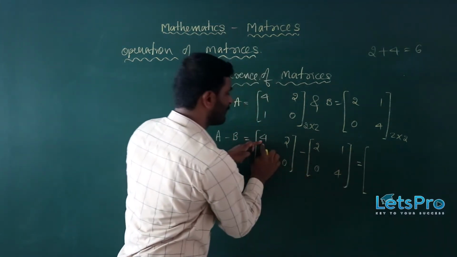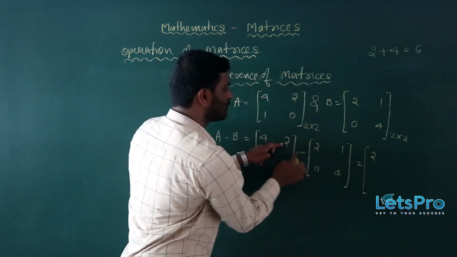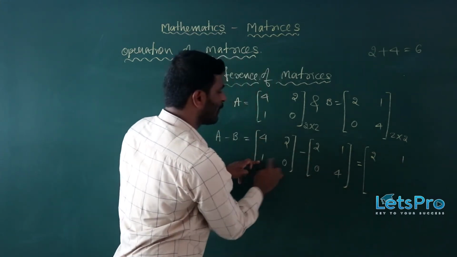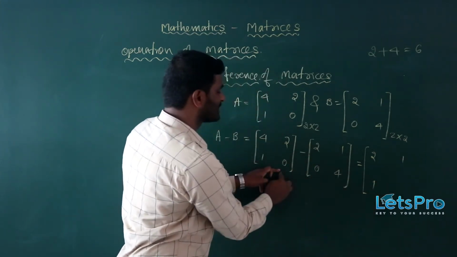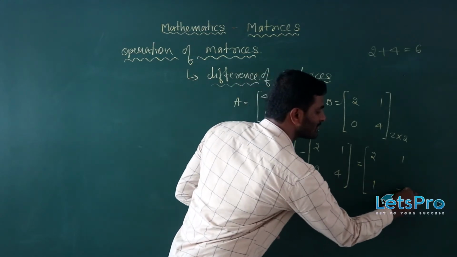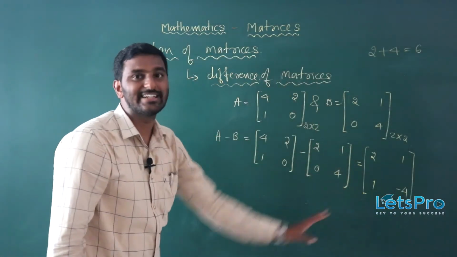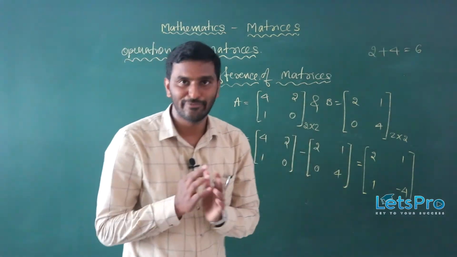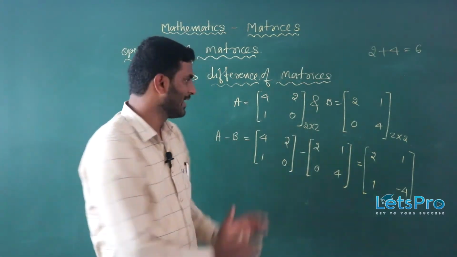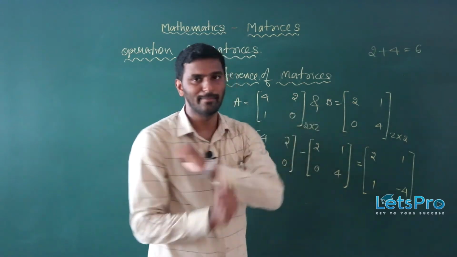That means 4 minus 2 is 2, 2 minus 1 is 1, and 1 minus 0 is 1, 0 minus 4 is minus 4. So this is the answer. This is the difference of matrices. For the difference of matrices, we need to subtract the corresponding elements.